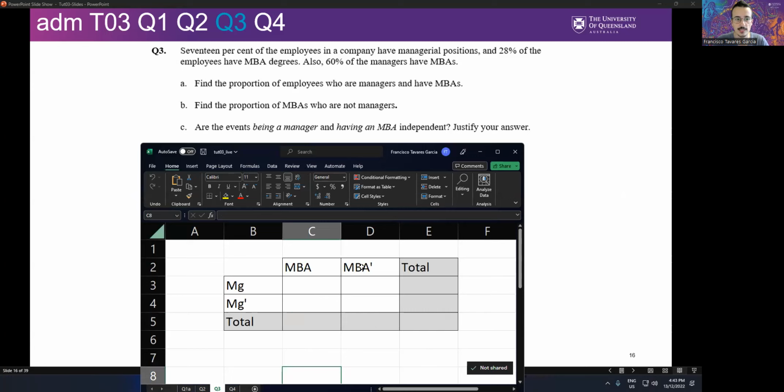Is it working for you? Can you see both? I would expect so. Yeah, now you can see both. Amazing. Thank you. So let's call MG for manager or managerial position, and MBA, right? Where do we start? We start by clicking 1 here. Now, what is the chance of having an MBA? We saw that 28% of the employees have an MBA.